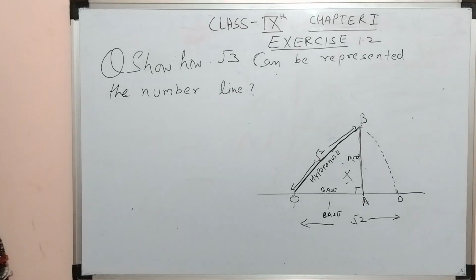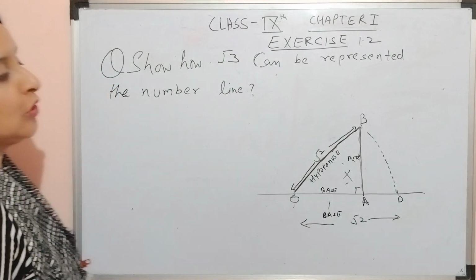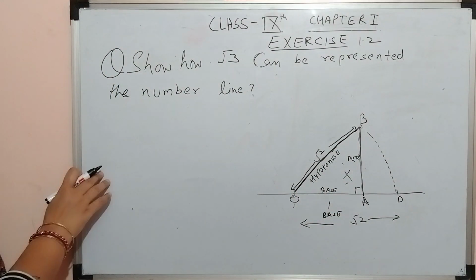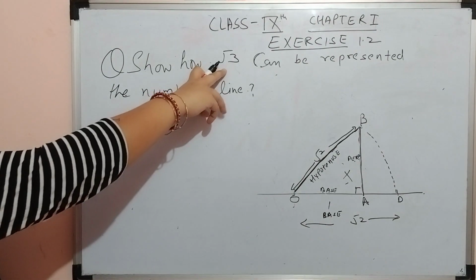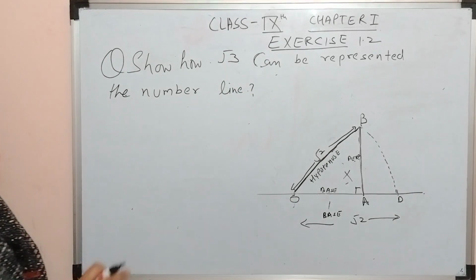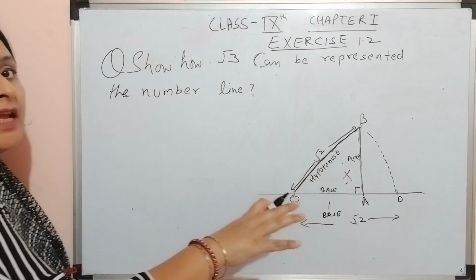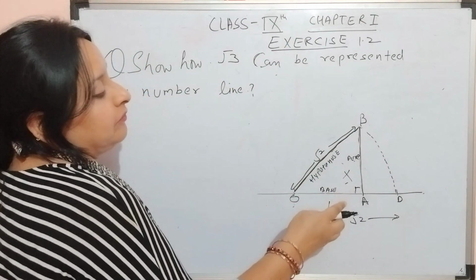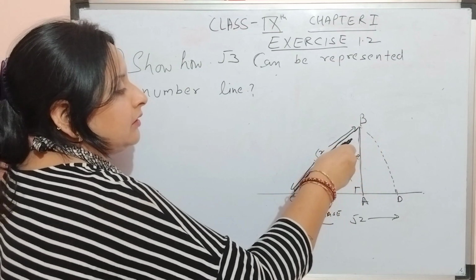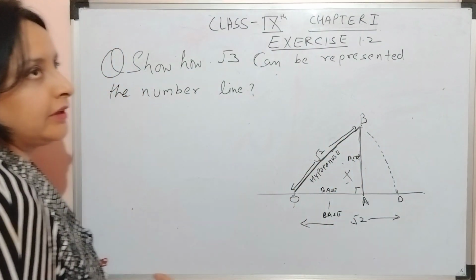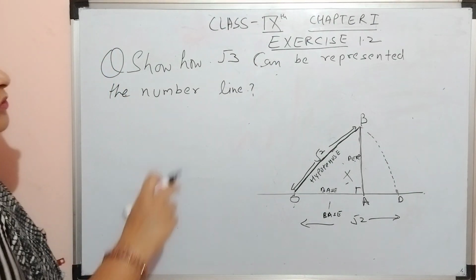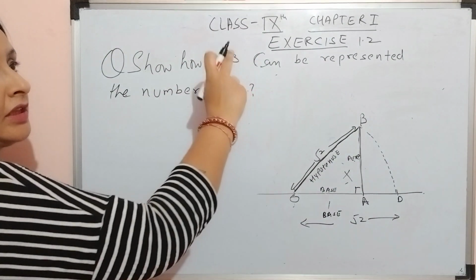Hello students, in the last class we calculated the value of root 2 and plotted it on the number line. Now we are going to plot root 3 on the number line. In order to plot root 3, root 2 is already required, which we did in the last video. We took it as 1 and this was the hypotenuse, and root 2 was calculated. Now we are going to calculate the value of root 3 and then plot it on the number line.